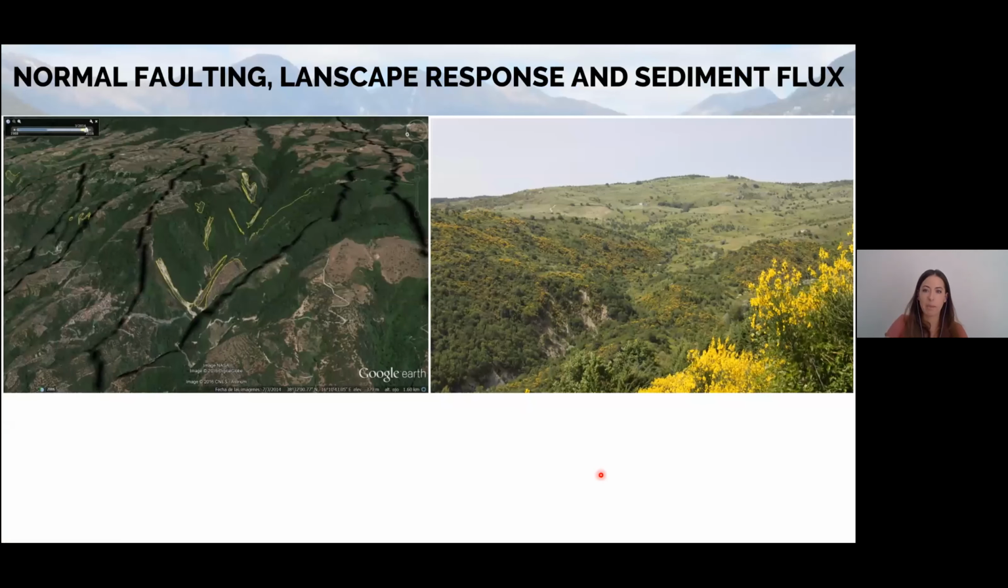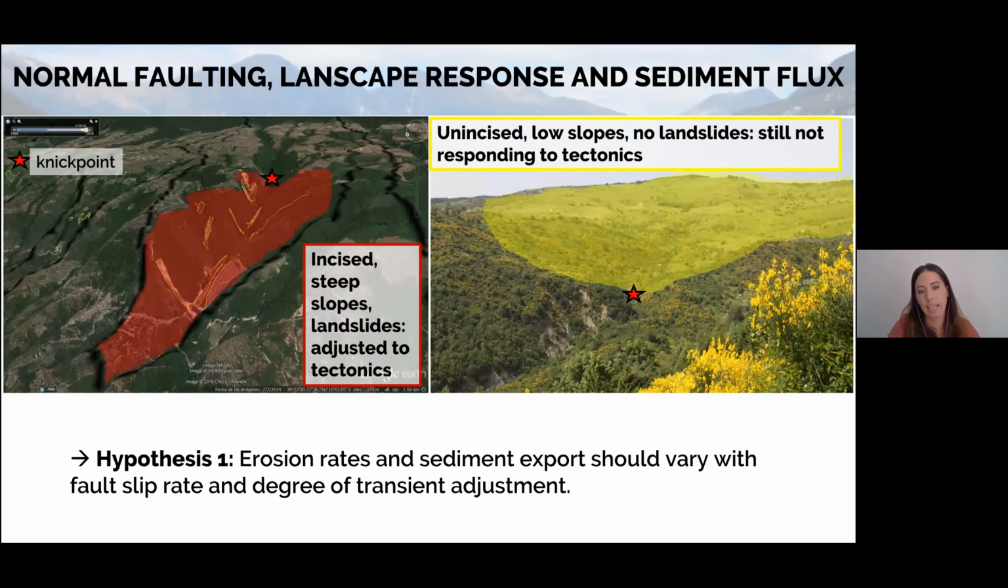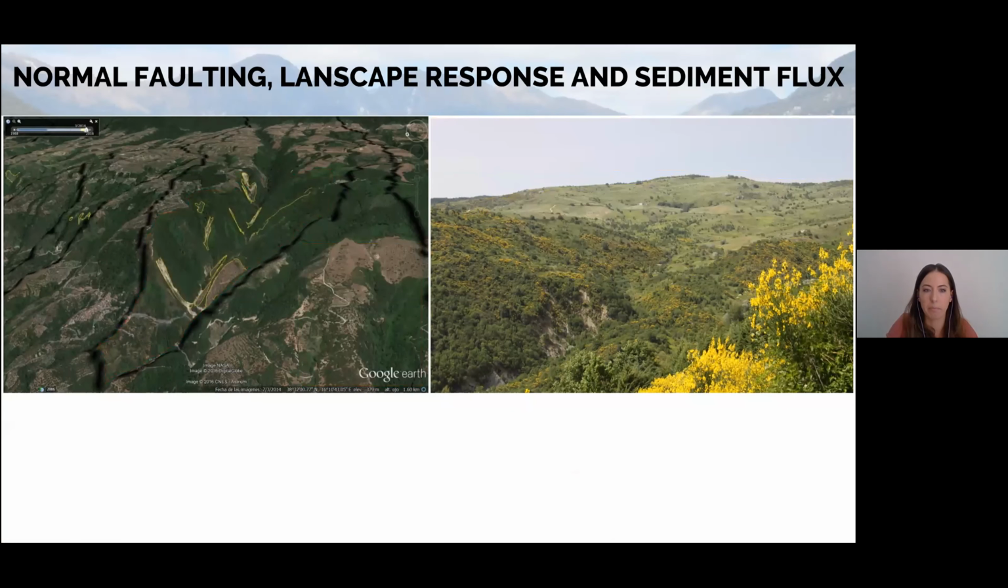So to clarify what I mean by this reference surface that still has not responded to tectonics, here I'm showing a more zoomed in image of the same areas I showed you earlier, and here a field photo. And I hope you can notice that these catchments are divided into two sectors. Maybe let me go back to make this clearer.